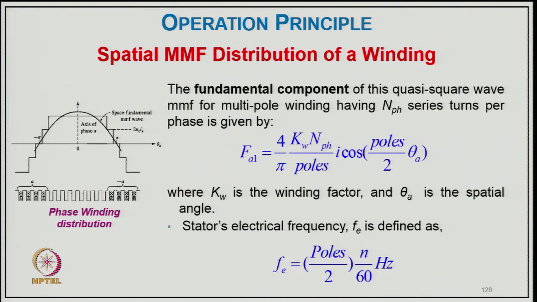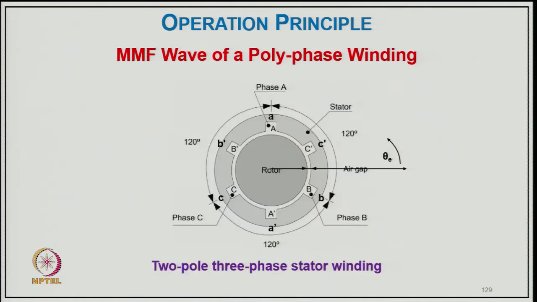And this is how the MMF comes from excitation of one winding. The fundamental component of this quasi square wave MMF for a multipole winding having N_ph turns per phase is given by F_A1 equal to 4 upon pi, K_W N_ph by P poles, I cos(P poles by 2 theta_A), where K_W is the winding factor, theta is the spatial angle, and the stator electrical frequency f is given by f equal to poles by 2 into n by 60, where n is the RPM speed.